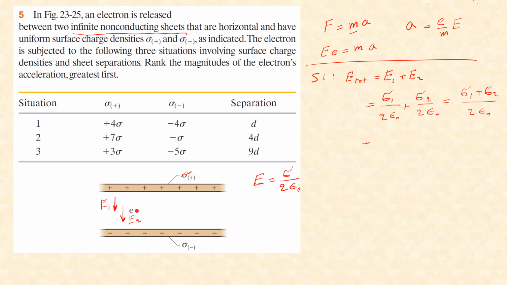Actually, we should consider the absolute values of these. So E for situation 1 is equal to 8 sigma over 2 epsilon naught. What about situation 2?